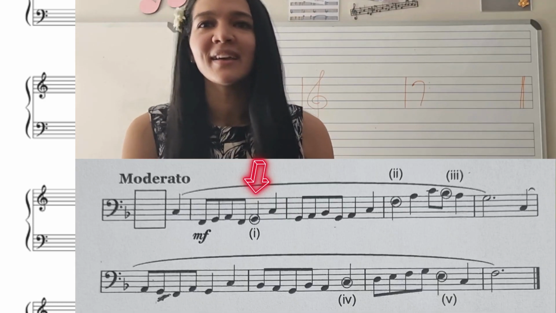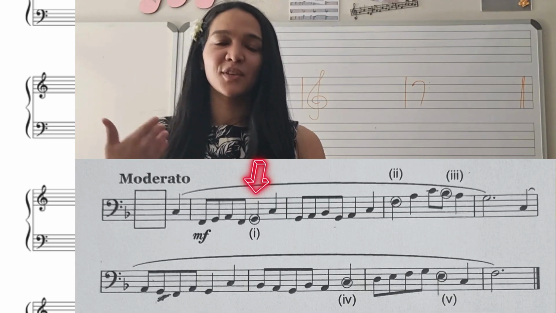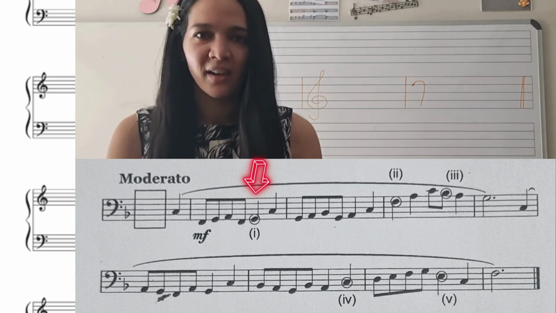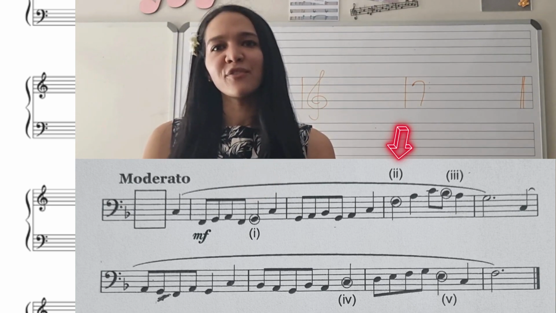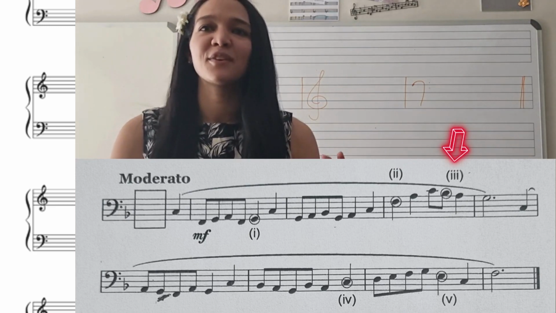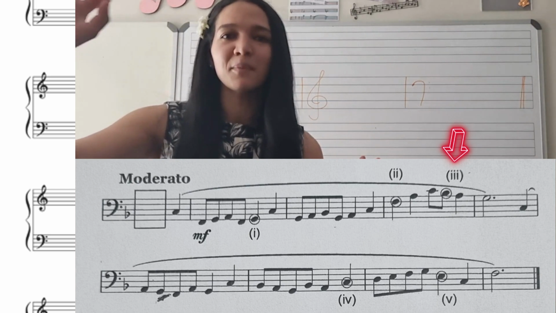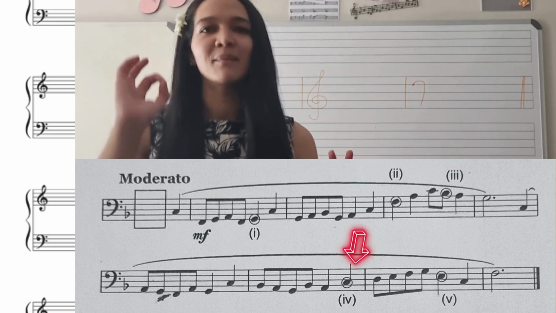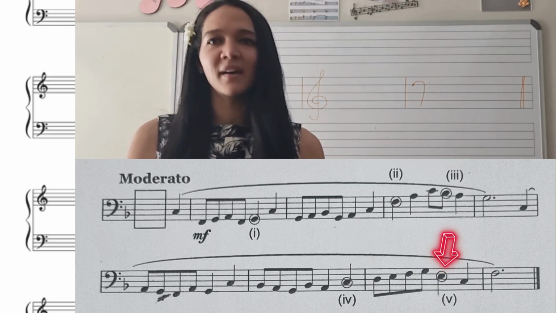So number 1, remember we are in the bass clef, so that is on the lowest line, that is a G. Number 2, F. Number 3, remember we are in F major, so it has a B flat. So don't just go ahead and say, oh, it's a B. Remember your key signature, B flat. Then number 4, we have a C, and number 5, E.